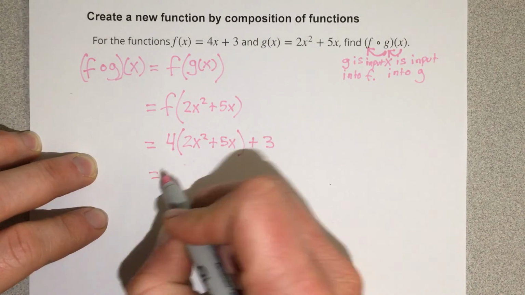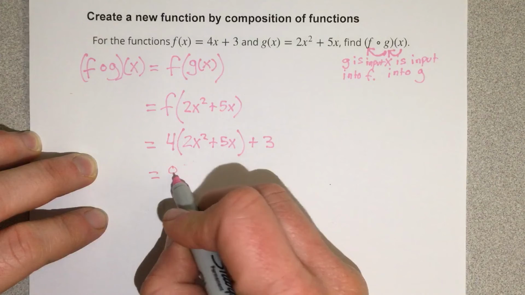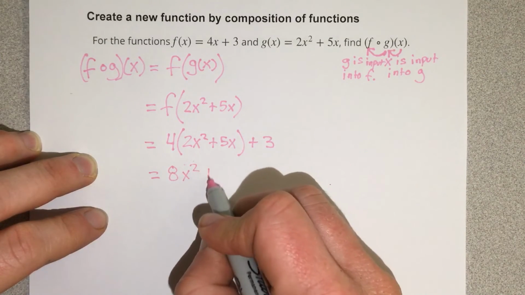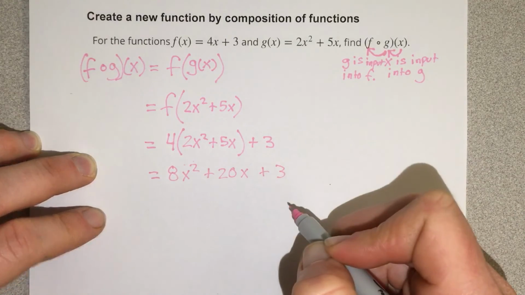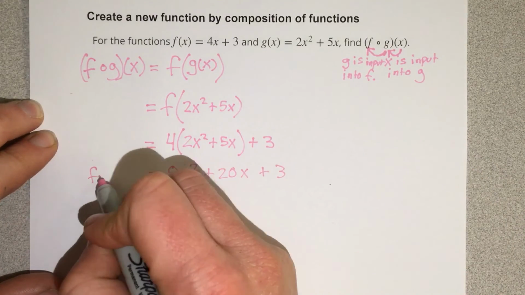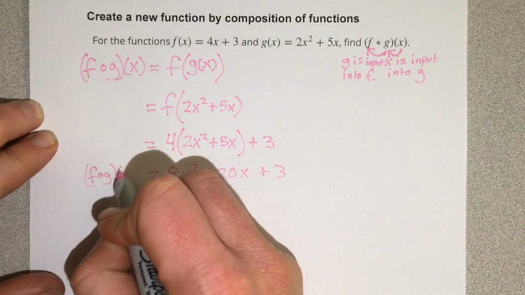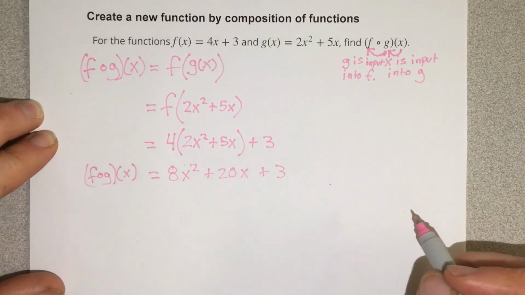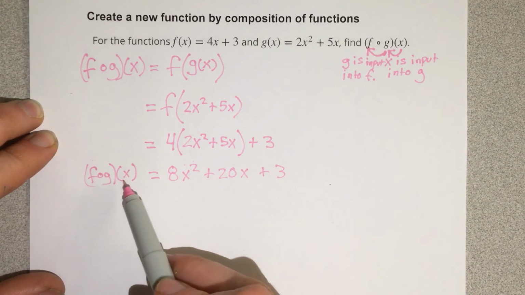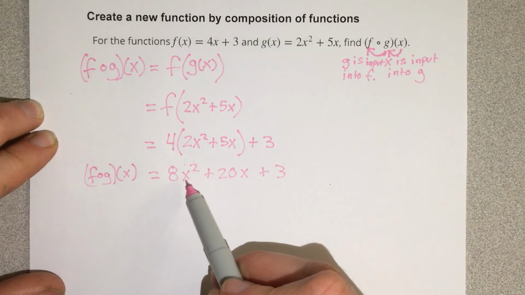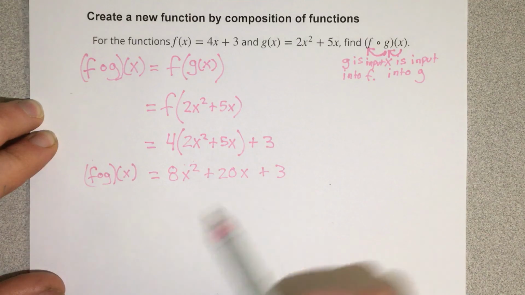And now we can evaluate by distributing. That's 8x squared plus 20x plus 3. So this is what f of g of x is. And we're ready now to use this equation. If they ever asked us what f of g of 2 was, we could plug in 2 for the x values and be able to evaluate that.